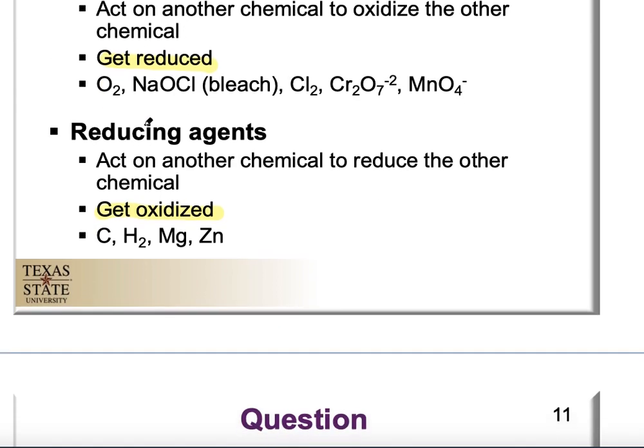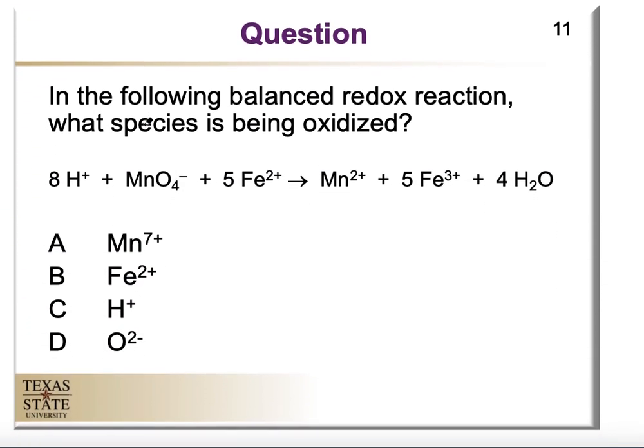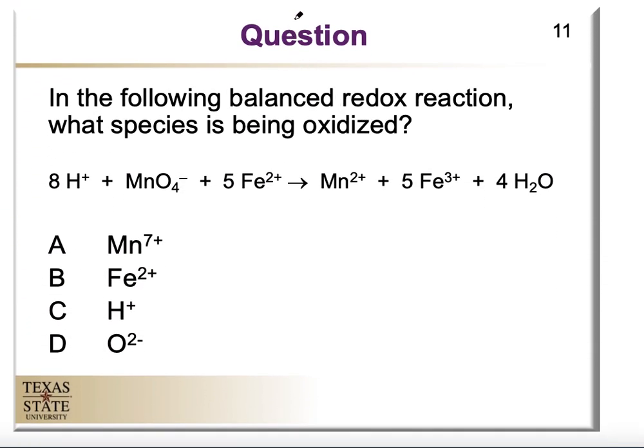So let's go ahead and do an example here. All right, so in the following balanced redox reaction, what species is being oxidized? Oxidized means that we're going to be losing electrons. Which one lost electrons? And so what we're going to do is look at each of the elements on the reactants, looking at the oxidation number on the left side, and then looking at the oxidation number on the right side to see if they changed. I would recommend that you always begin by looking at the things that are in the ionic form because it's kind of easy to see.